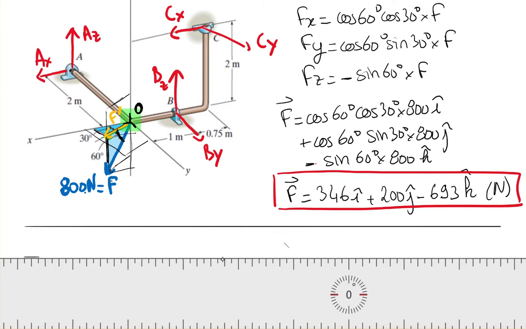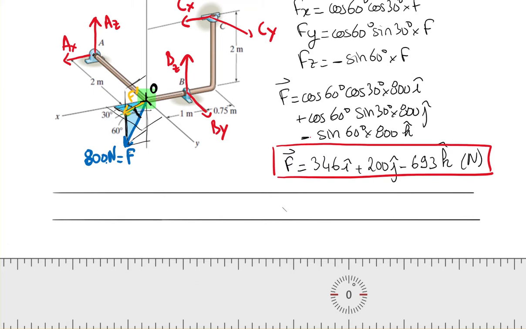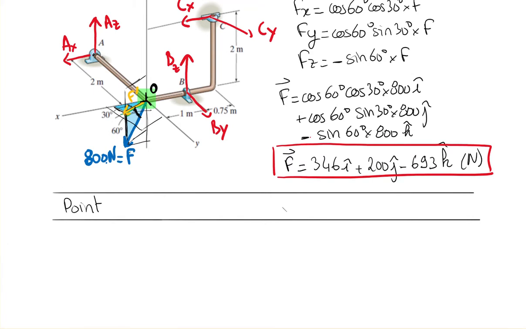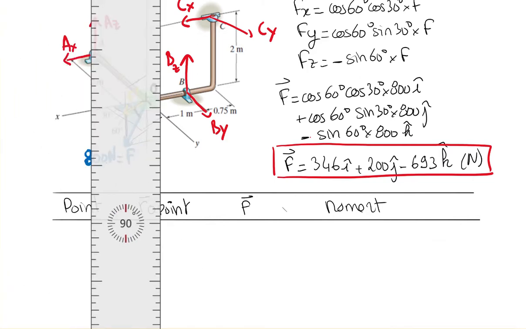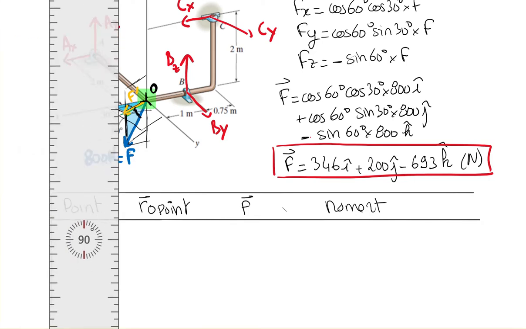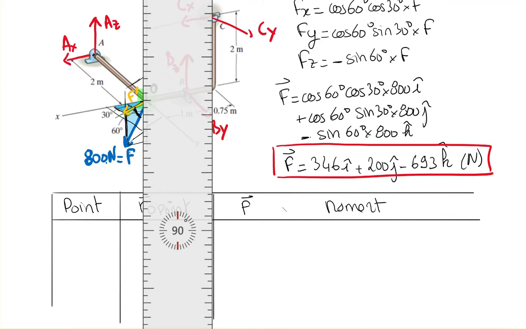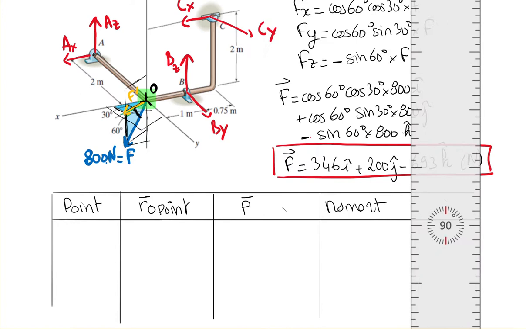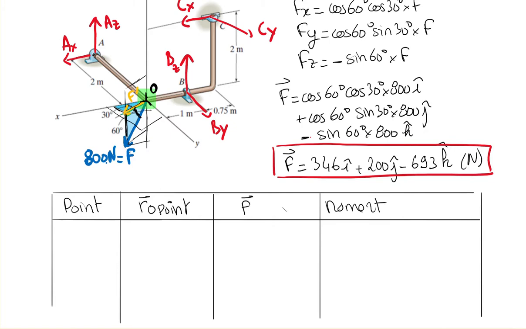Okay, so we have point, R O to the point, force, and moment. Yeah, I know, that will be challenging. I never have enough space, either on a regular whiteboard or on my tablet. So at the point O, R O O is equal to 0. The force F is equal to this crazy force there, and the moment is equal to 0 because we multiply by 0.